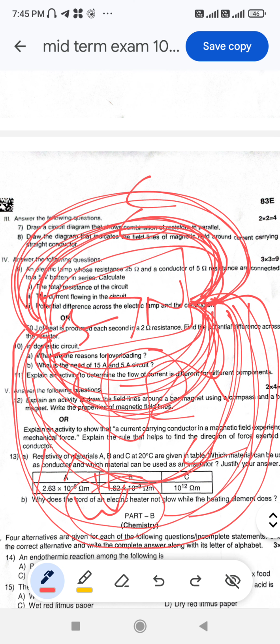That is called the degree of closeness. And the lines will never intersect each other, because if they did, there would be two directions, which is not possible. This is about the properties of magnetic field lines.